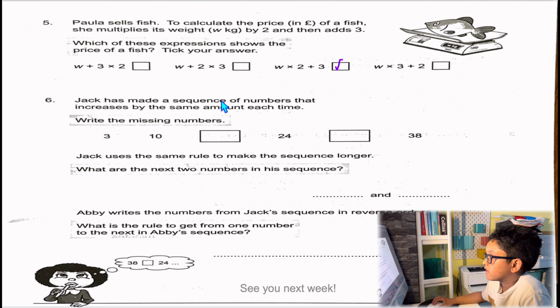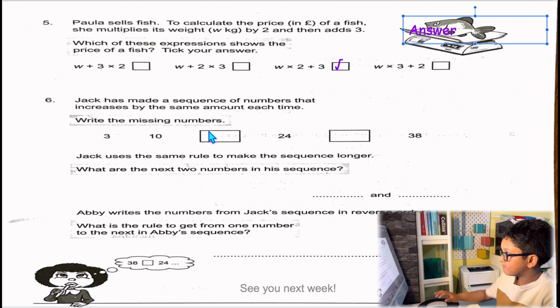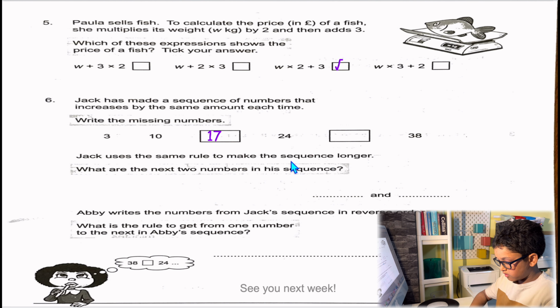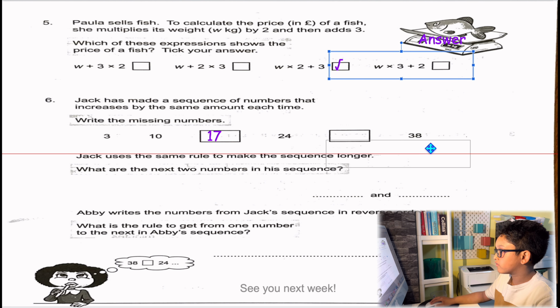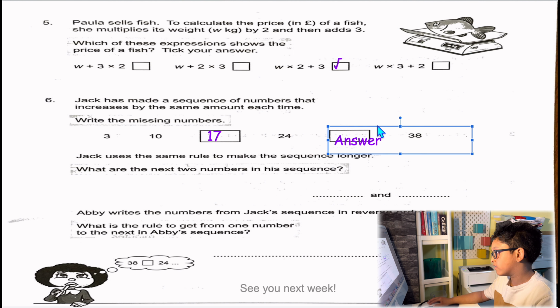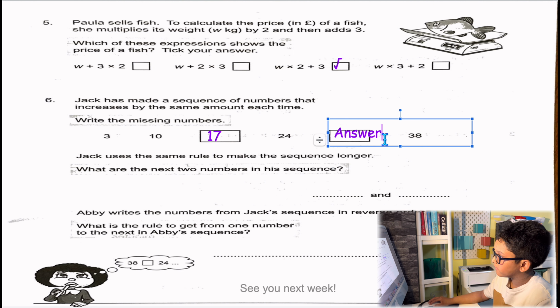Jack has made a sequence of numbers that increases by the same amount each time. Write the missing numbers. Well, 3 to 10, the distance is 7. So, 10 plus 7 is 17. Then we have 24 plus 7, 31. Alternatively, you could do 38 take away 7, 31.